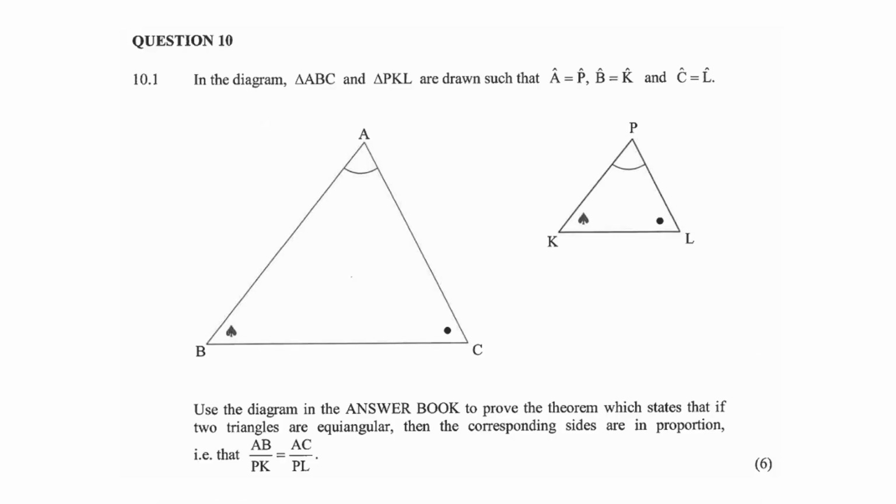Question 10.1. In the diagram, triangle ABC and triangle PKL are drawn such that angle A equals angle P, angle B equals angle K, and angle C equals angle L. Now you must use the diagram in the answer book to prove the theorem which states that if two triangles are equiangular, which is the case here, then the corresponding sides are in proportion. That is, that AB over PK equals AC over PL.